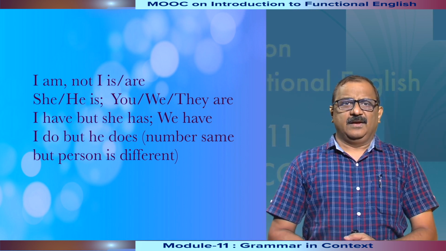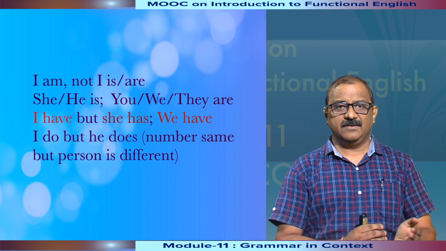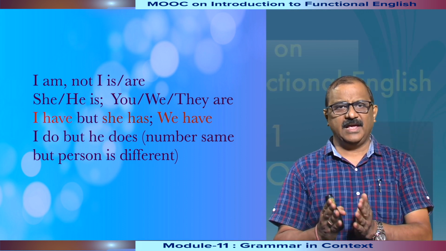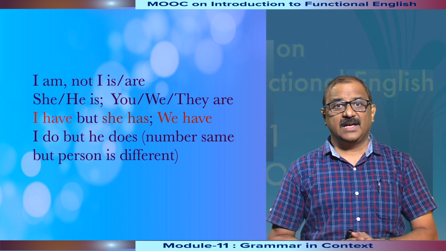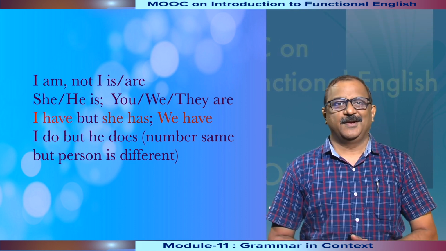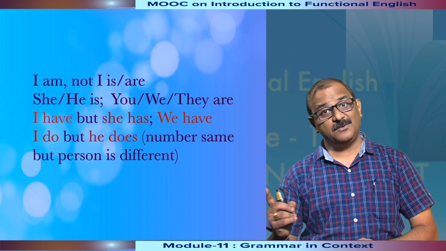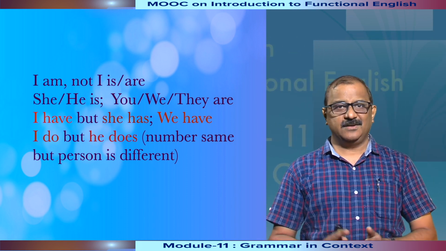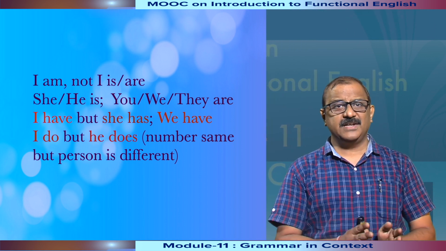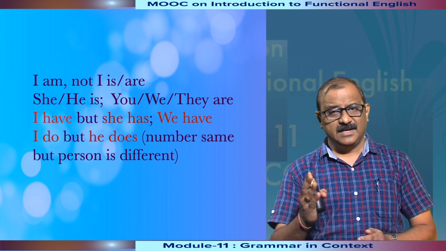I have, but she has. I, first person, singular, so it takes that particular have verb: I have, but she has. Again, they have, we have. I do, but he does, she does. Again, they do, we do. So here what you are saying is I do, but he does. The number is the same, that is, I as well as he, both are singular, but I is first person, he is third.